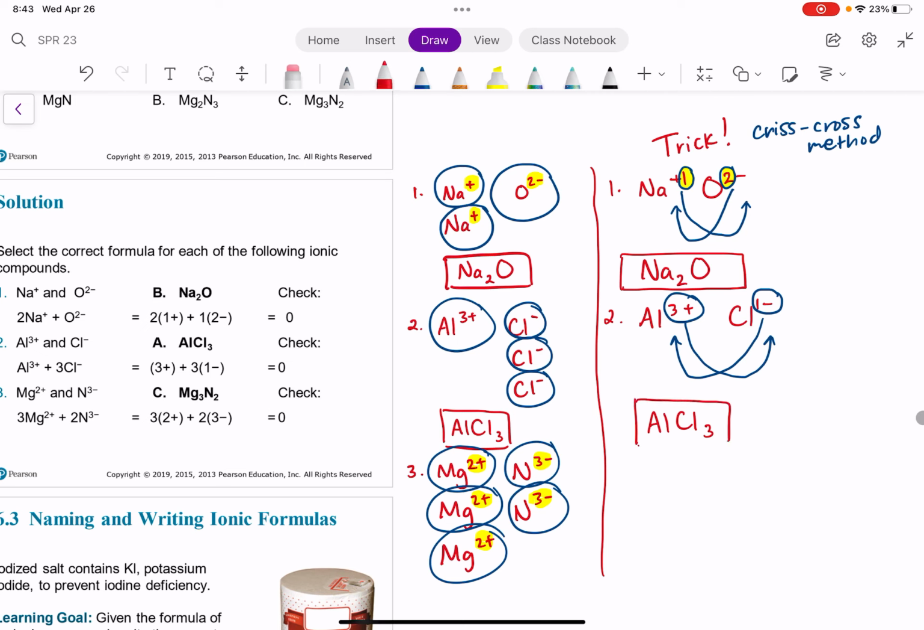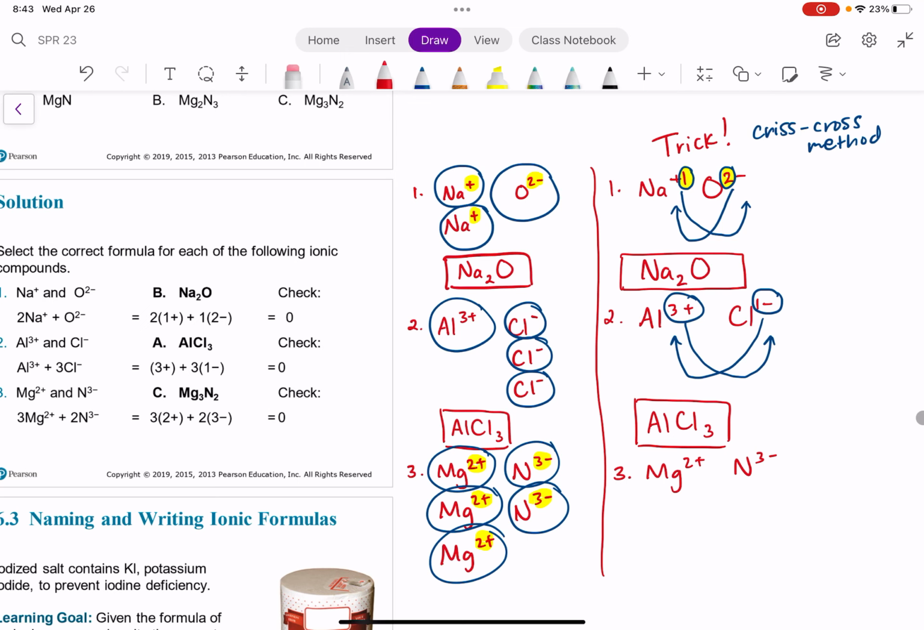Okay, all right, 3. Try it again. This one, try on your own. Pause the video, try it out. You're bonding these two species, right? And your goal is to write the chemical formula.